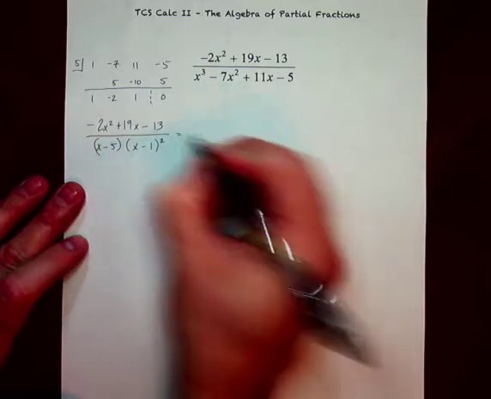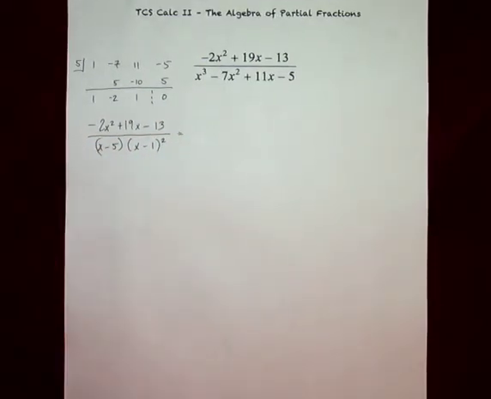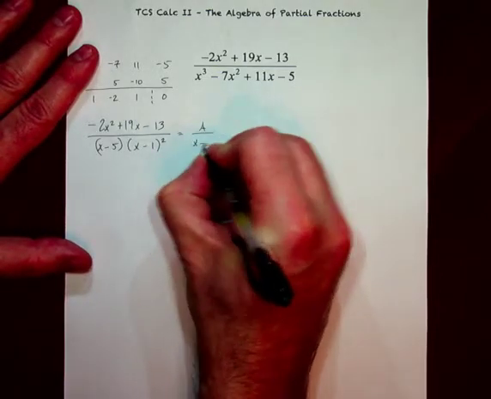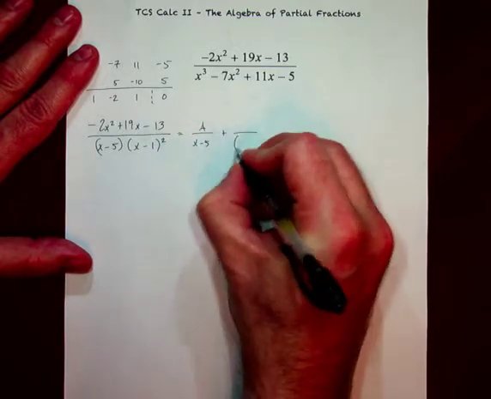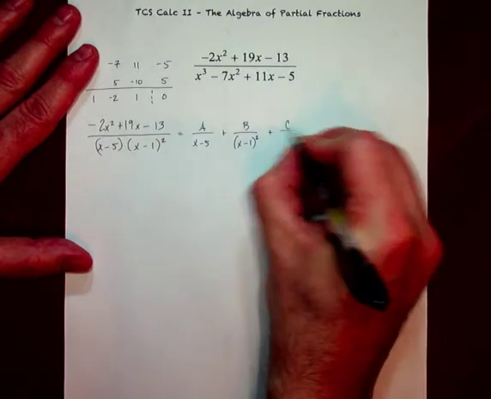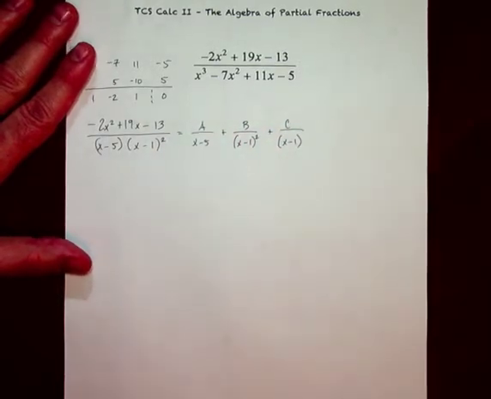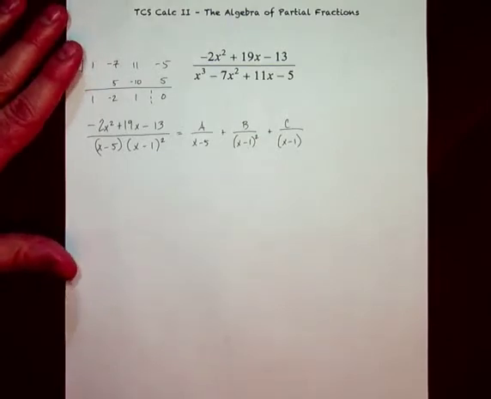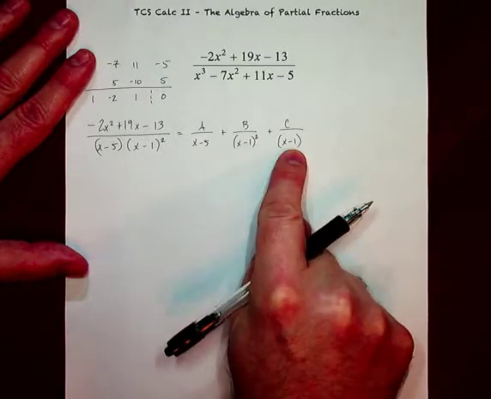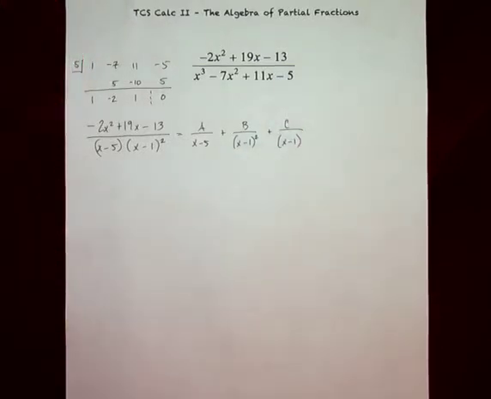Now, we haven't had a linear repeated factor yet. And what we need to do when we have one of those is put, obviously, A over x minus 5. And you would think, yeah, x minus 1 squared, let's go ahead and put B over that. But you need to also put C over x minus 1. So anytime you have a repeated factor, you need to step it down by 1 degree and put another constant over it. And if you're wondering why, I'm so glad you asked.